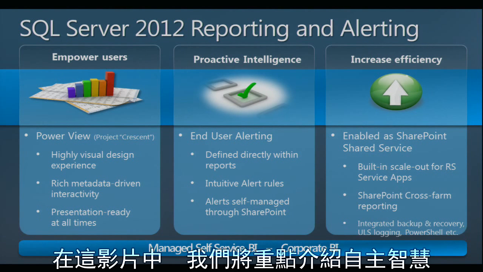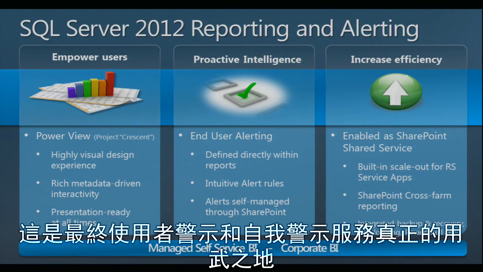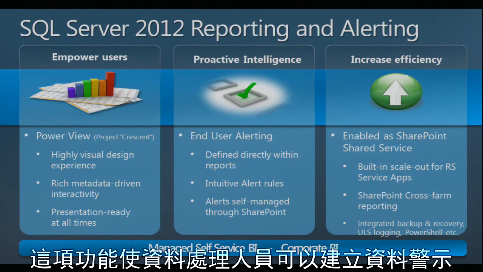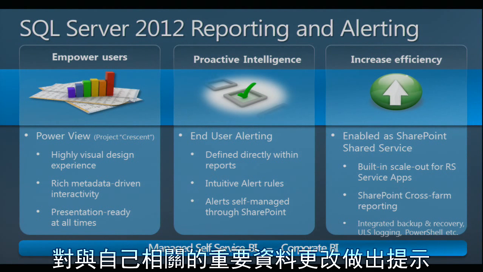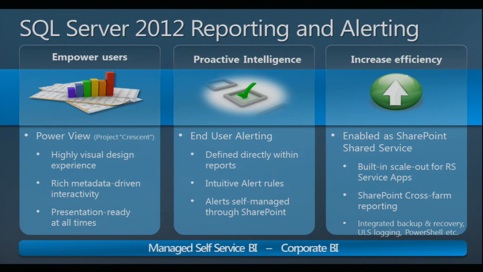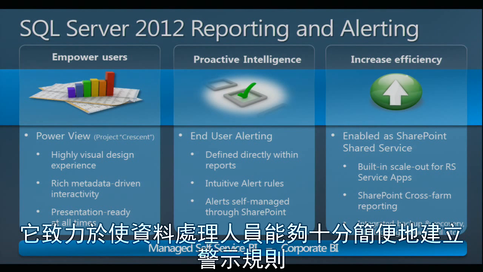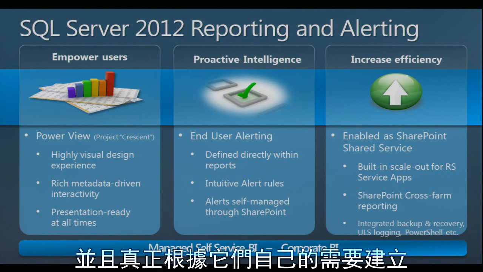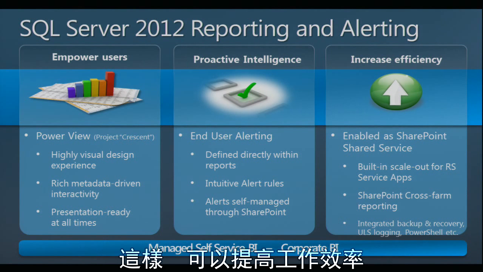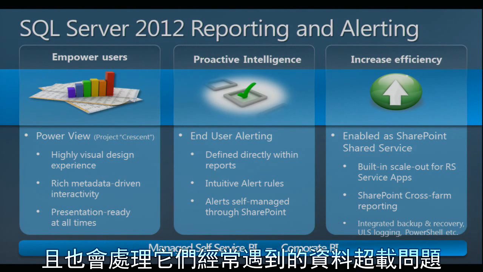In this presentation, we'll be focusing on proactive intelligence, however, which is where end-user alerting and self-service alerting really fits in. This is the ability for information workers to create data alerts to react to data changes that matter to them. Really focusing on making it very, very easy for information workers to create alert rules that are really relevant to their own needs so that they can drive their own productivity and also so that they can have a safety net to deal with information overload that they're commonly experiencing today.